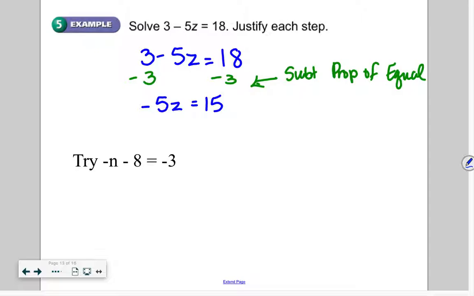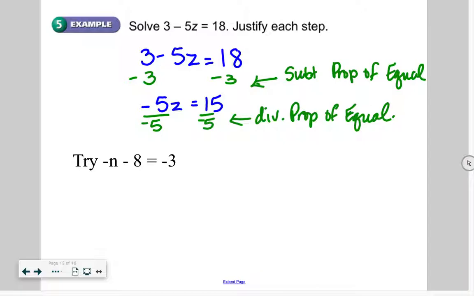Now, again, they might multiply everything times negative 1 right now to get rid of the negative in front of the 5z. So they might insert a multiplication property of negative 1 right now. I'm assuming you don't want to do that. You would rather do what? Divide by negative 5. So if you're going to divide by negative 5, what property did you just do? Division property of equality. Z is going to equal negative 3.